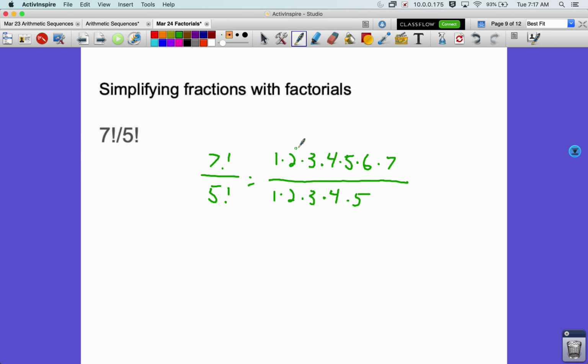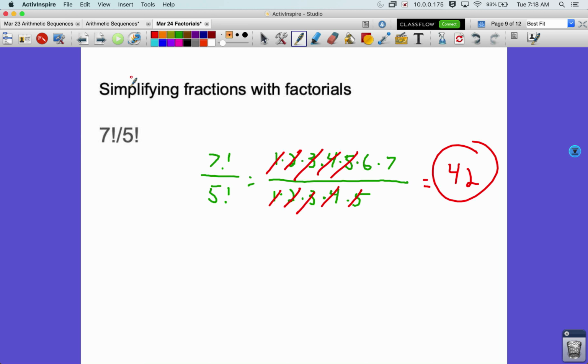So 7 factorial is 1 times 2 times 3 times 4 times 5 times 6 times 7. 5 factorial just stops at 5. Now, because everything's being multiplied, we can start canceling. The 1s cancel, although they didn't really change anything. The 2s, the 3s, the 4s, the 5s. And we're left with just 6 times 7. We can just do that in our heads, that's 42. So 7 factorial over 5 factorial, even though I don't know what 7 factorial is, I can still find the answer by canceling before I do the multiplication.